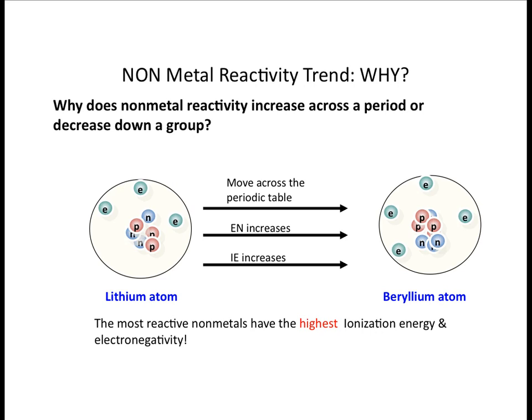larger tendency to attract electrons to themselves, and basically that comes down to the fact that on the right side of the table we have the smaller atoms with the stronger nuclei, and stronger nuclei mean that they can take electrons from other atoms as well as holding on to their own. So high ionization energy and electronegativity values are the reason why we see the non-metal reactivity trend.